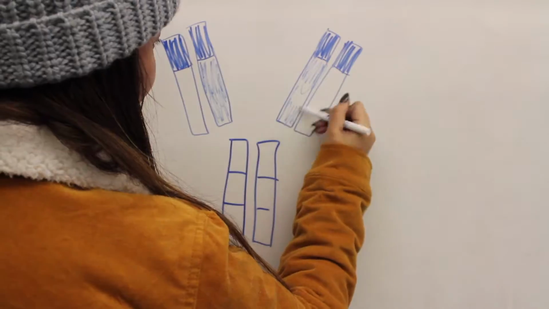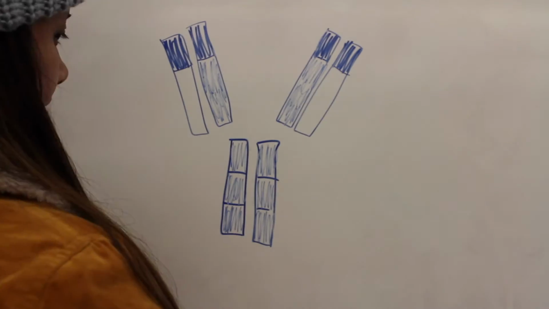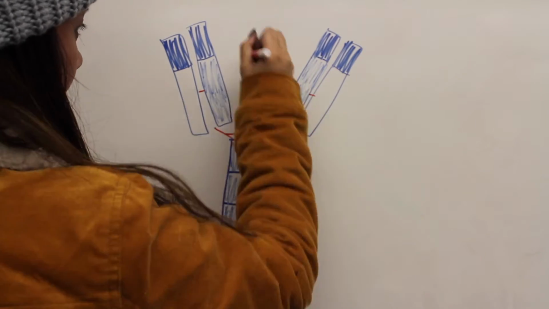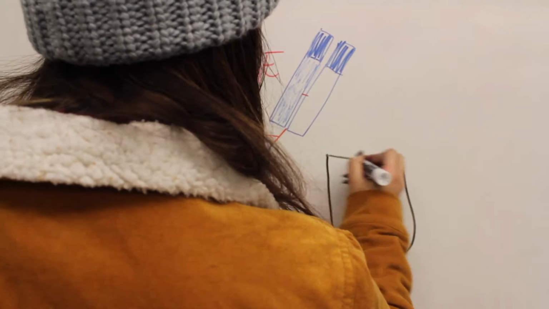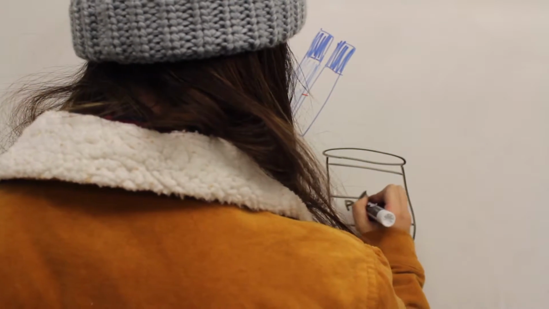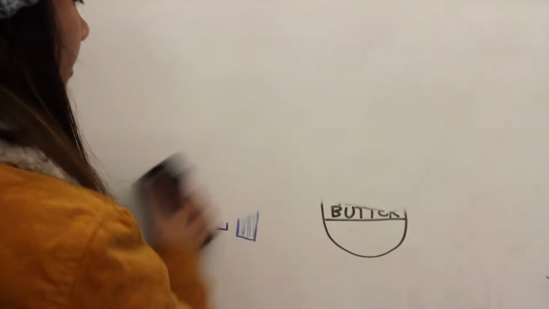IgE. It has 2 binding sites. They increase in number when triggered by an allergic reaction. There are various types of IgE as they are specific to allergens. An example of food allergy is peanut butter. Therefore, doctors advise them to have an EpiPen with them to alleviate the symptoms.